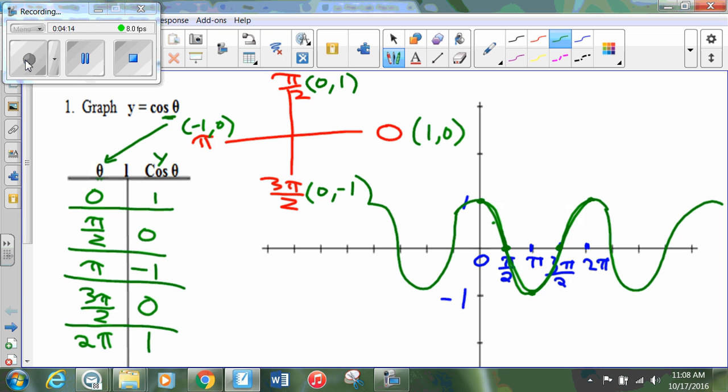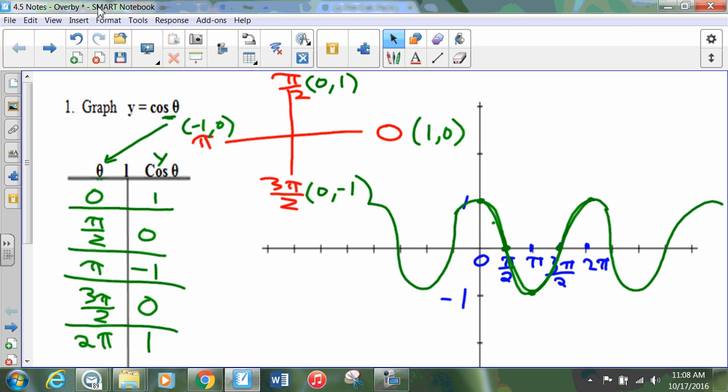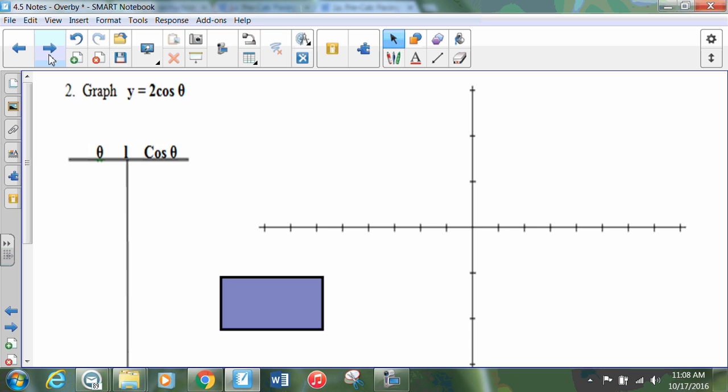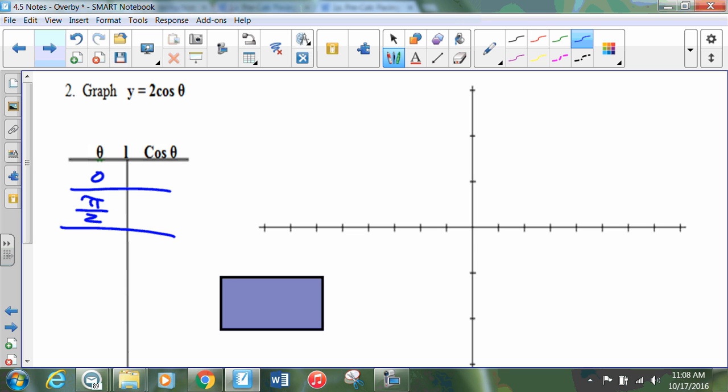Okay, I'm going to pause for questions. You guys have questions? Oh, you guys good? Okay, awesome. All right, so that is the basic. So what we're going to do is do a little something different to it. This time we have 2 cosine of theta. We're going to use the same tick marks. We're going to think about the unit circle, and we're going to say when theta equals these measurements, then we get an easier answer.